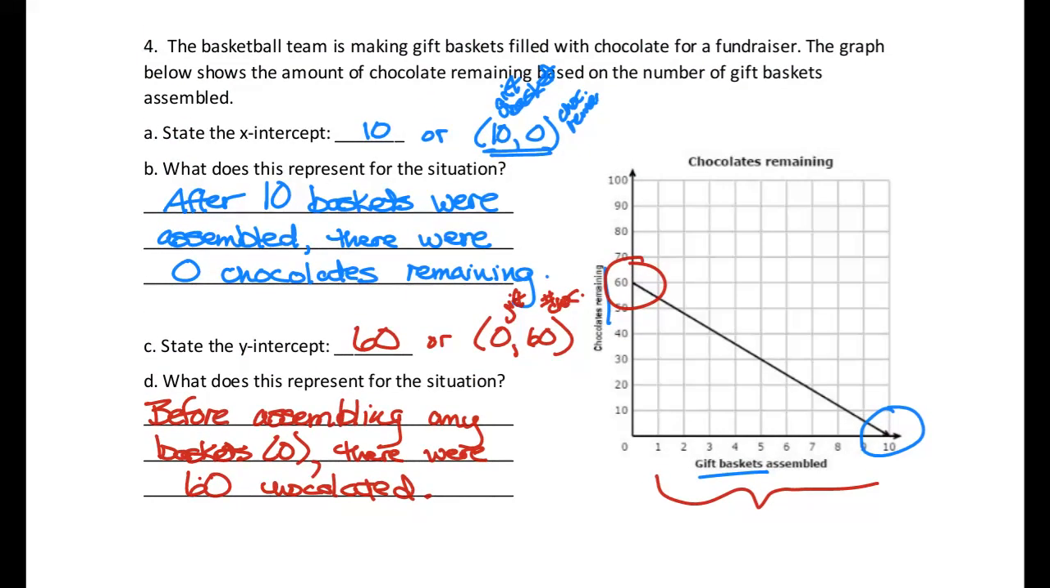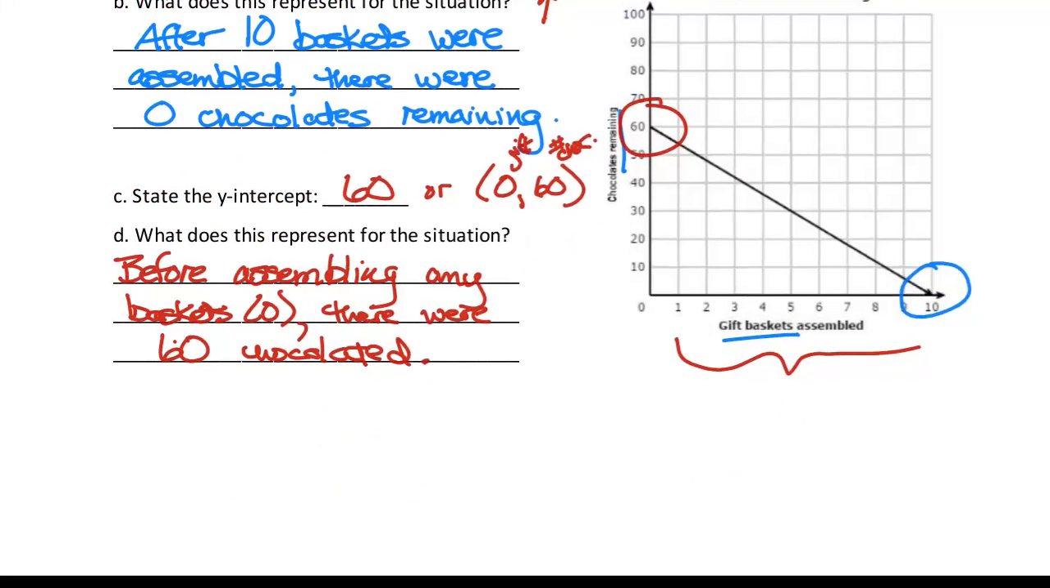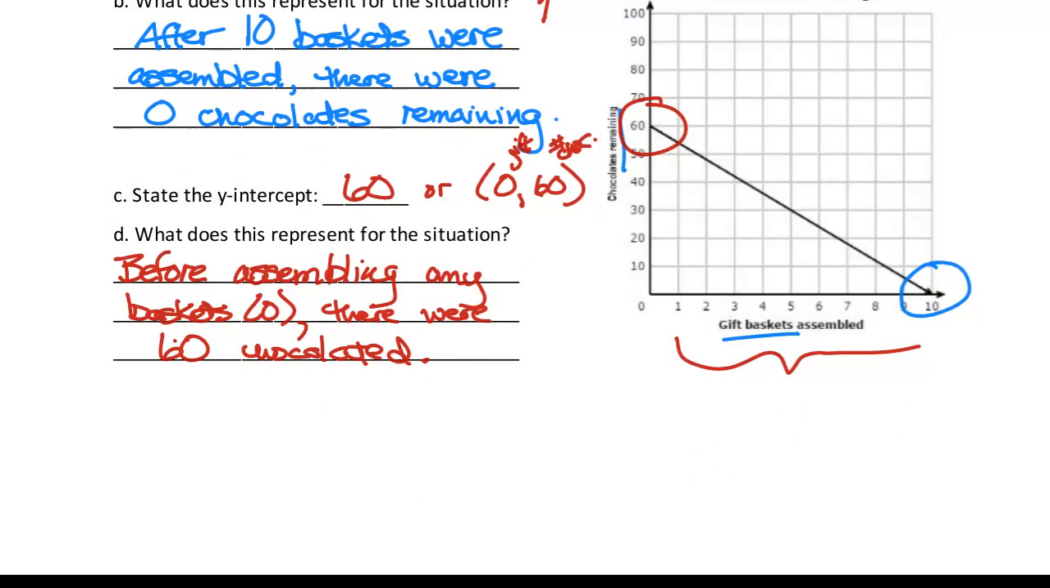So for the first one, after 10 baskets were assembled, there were 0. Even with the y-intercept, talk about the x coordinate first: before assembling any, or you could say when there were 0 baskets assembled, there were 60 chocolates. Something like that. But always talk about the x amount and then the y. Are you done? Question on that? Okay.